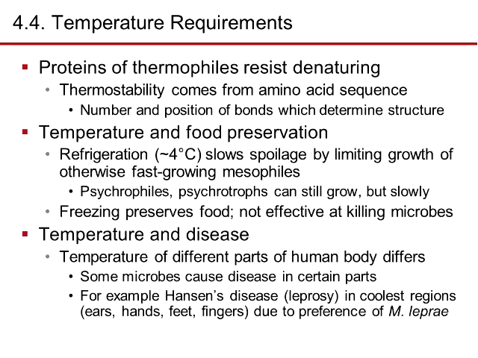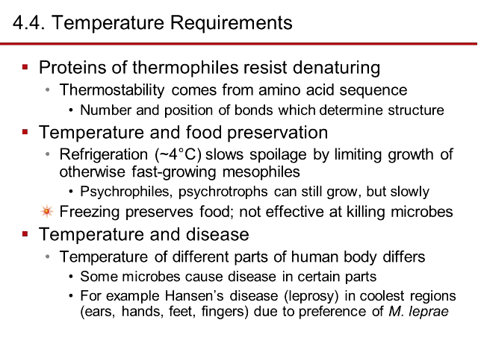Now, proteins of thermophiles resist denaturing. The thermostability comes from the amino acid sequence and the number and position of bonds, which determine the structure. Temperature and food preservation: refrigeration at 4 degrees centigrade slows spoilage by limiting growth of otherwise fast-growing mesophiles. Psychrophiles and psychrotrophs can still grow, but they grow slowly. Freezing preserves food, but it's not effective at killing microbes.